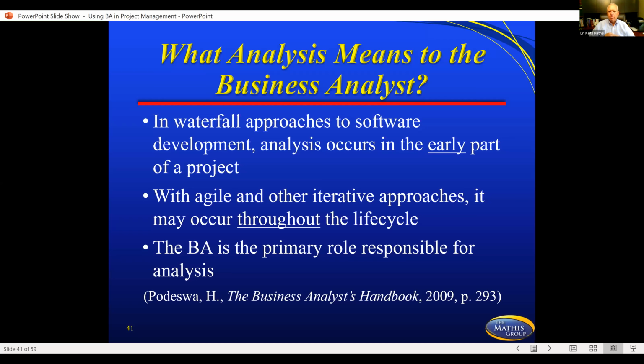And the BA is the primary role responsible for that analysis. This emphasis on analysis is huge, because most of the time, if a BA is struggling, it's because of this. They don't know how to do an analysis. They don't know what analysis.